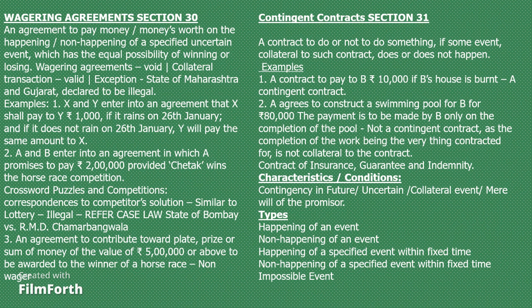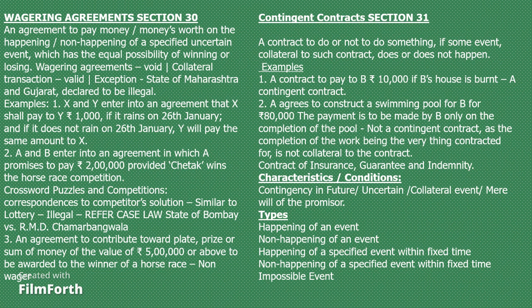Section 30. Wagering agreements. An agreement between two persons under which money or money's worth is payable by one person to another on the happening or non-happening of a future uncertain event is called a wagering agreement. Effects of wagering agreements. The agreement is void. The agreement is illegal in the states of Maharashtra and Gujarat. No suit can be filed to recover the amount won on any wager.